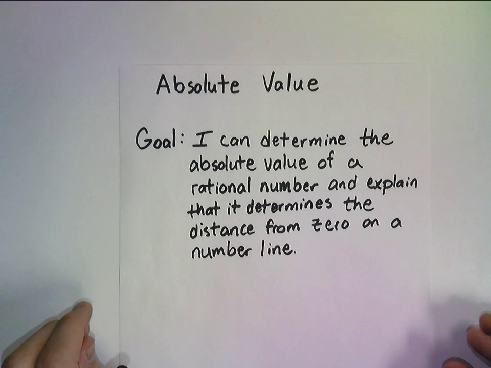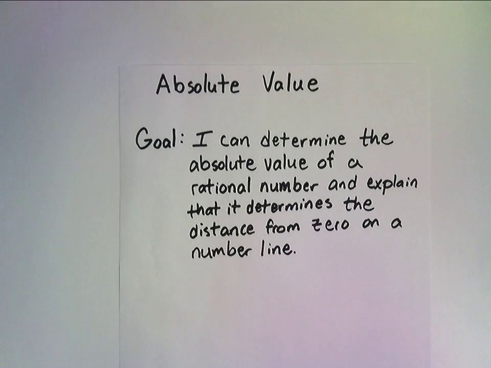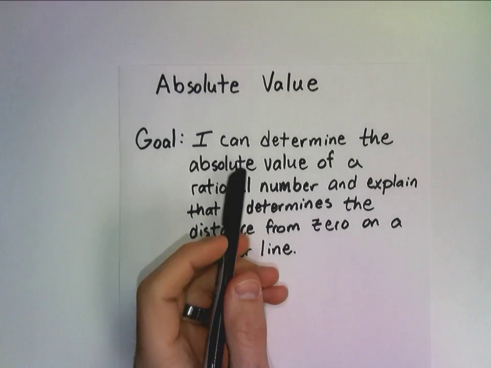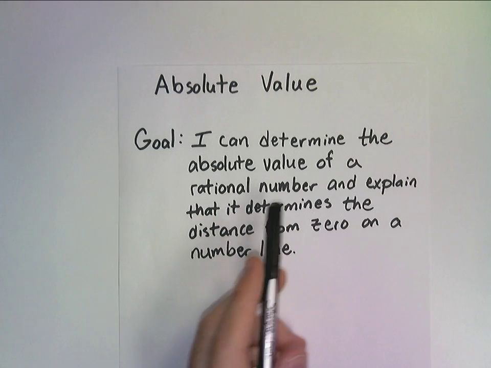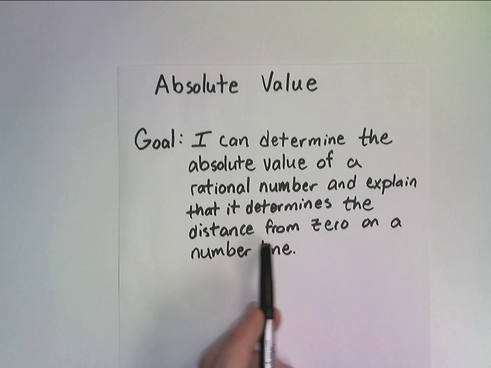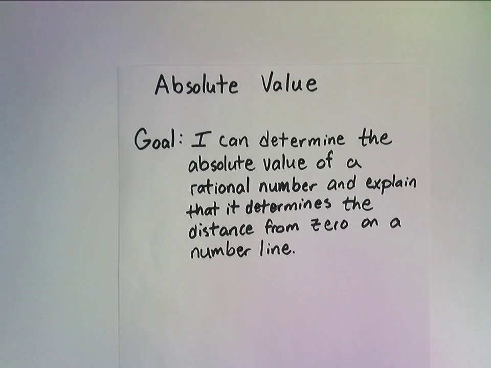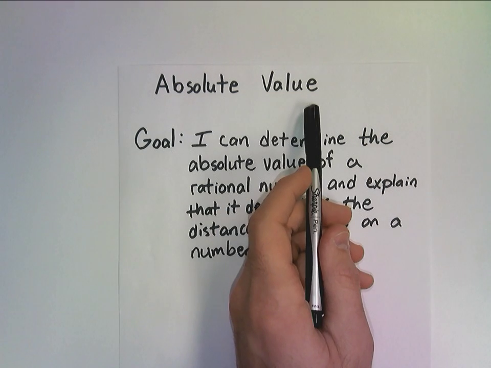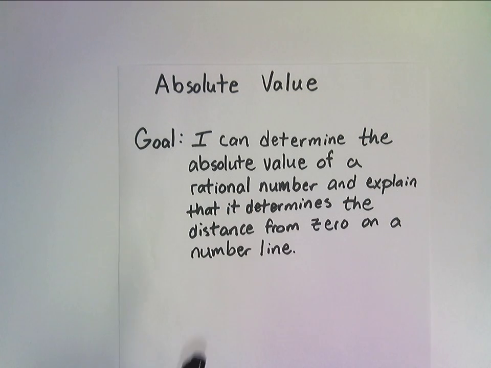Today's seminar is going to focus on absolute value, and our goal for this lesson is: I can determine the absolute value of a rational number and explain that it determines the distance from zero on a number line. So at this point, if you can pause the video, title this in your notebook right here, absolute value, and get your goal in there so you know what we're working towards in this lesson.